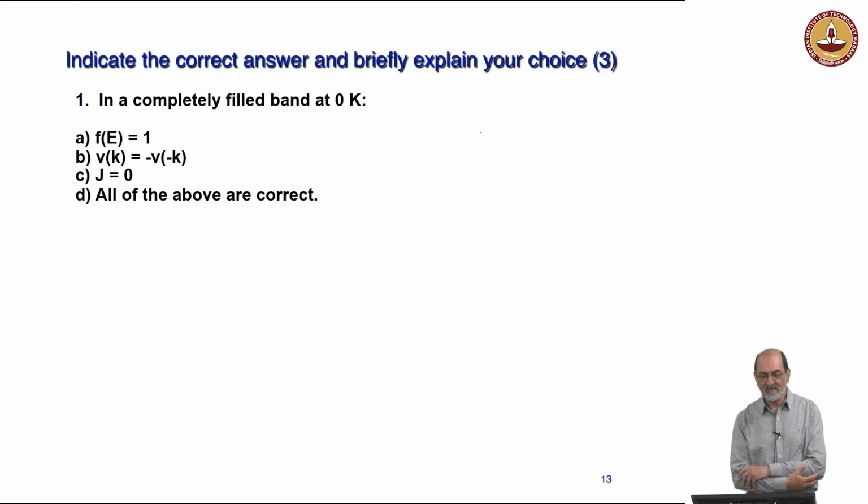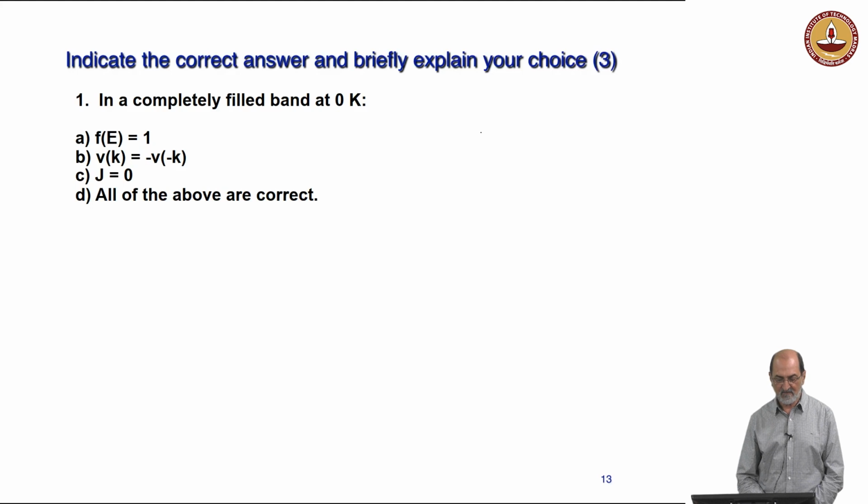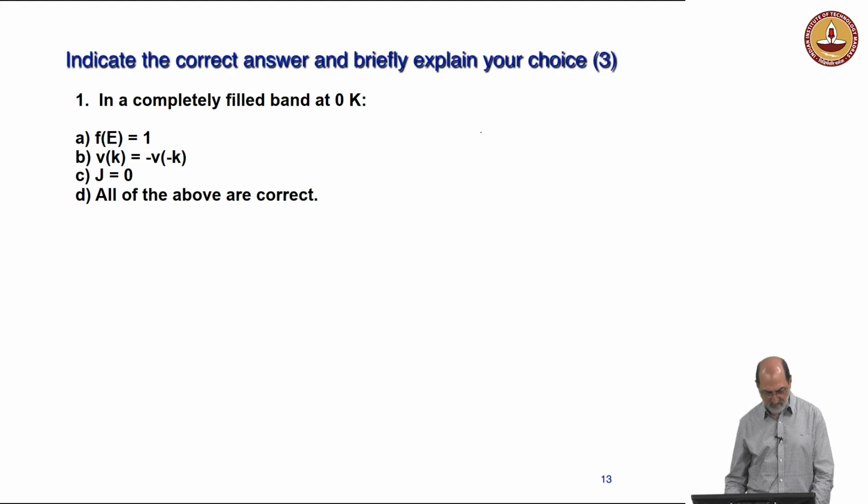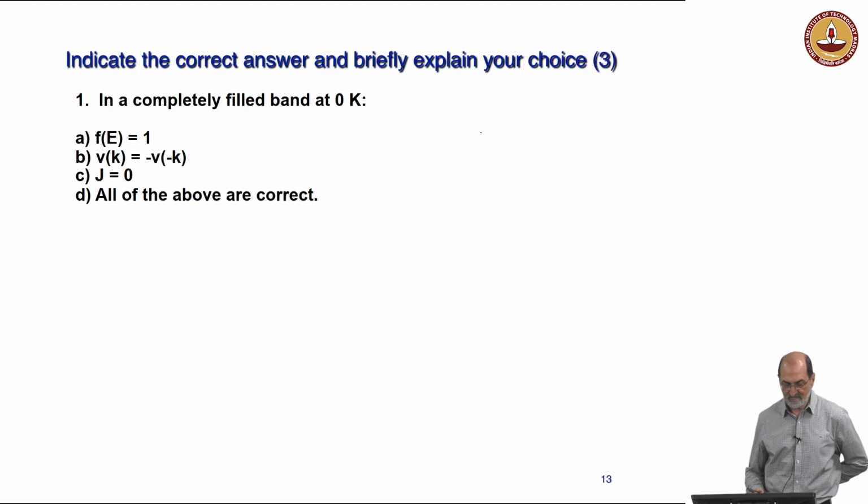Okay, in a completely filled band at 0 Kelvin, what is true? The Fermi-Dirac function is 1. V of k is equal to minus V of minus k. The total current is 0. All of the above are correct. D. Yeah. Therefore, D.